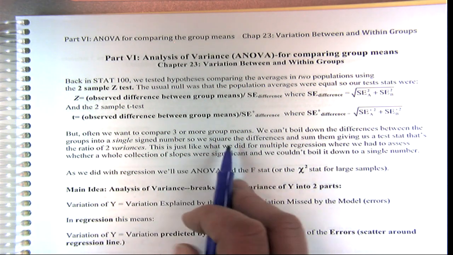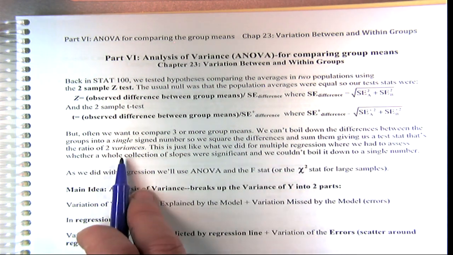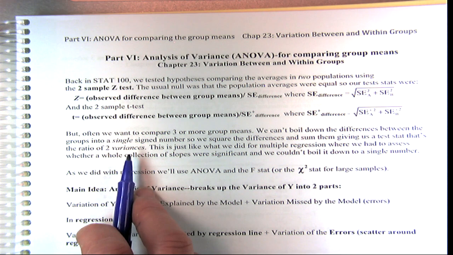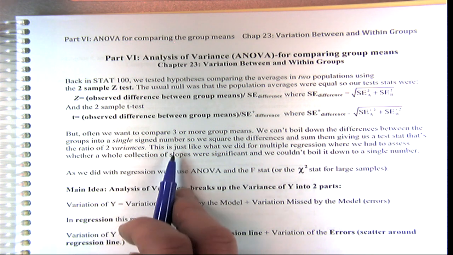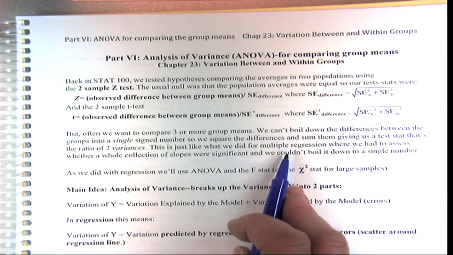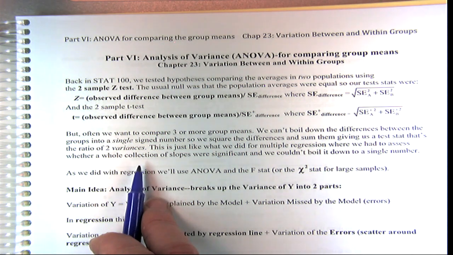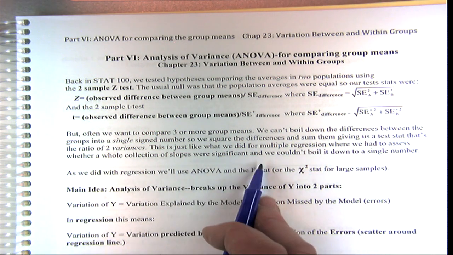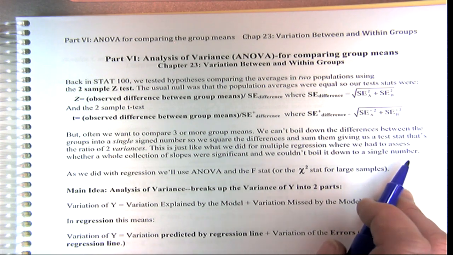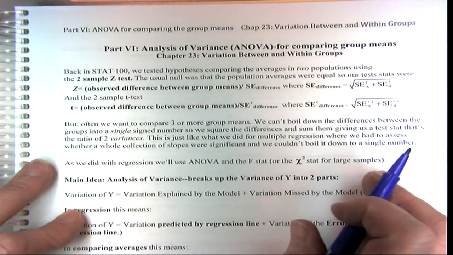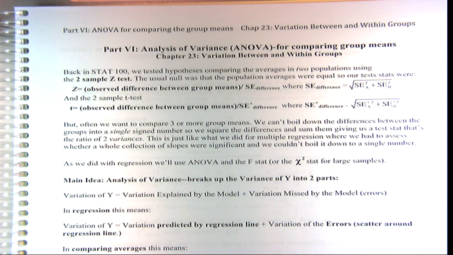So what do? We square the differences and sum them, giving us a test stat that's the ratio. When you sum squared differences, it's the ratio of 2 variances. This is just what we did for multiple regression, where we had to assess whether a whole collection of slopes were significant, and couldn't boil it down to a single number. It's the same thing, and we can do a regression. You'll see it's exactly the same thing. It's easier, much easier. It's a special easy case of what we've been doing all along.